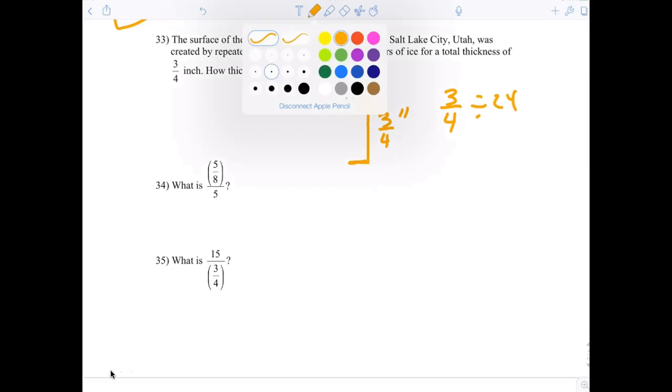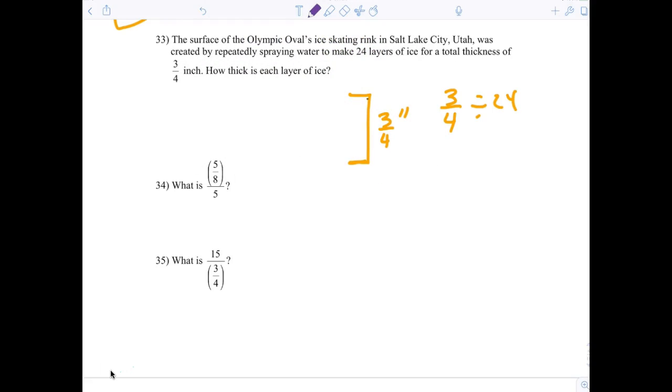Now, if you're not quite understanding that, what I'm trying to show you here is 1, 2, 3, 4, 5, 6, 7, 8. Everybody see what I'm doing? I'm creating the 24 layers. So what am I doing to 3/4? I'm dividing it up into layers. That's what you're supposed to be saying to yourself. If I take 3/4 and divide it by 24, Leighton, what would that come out to be? I got 1/32. So 1/32 of an inch is each layer.